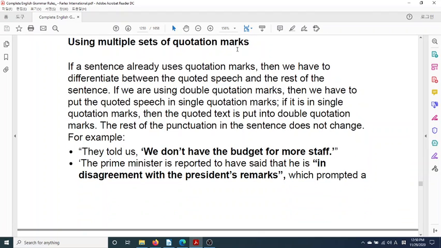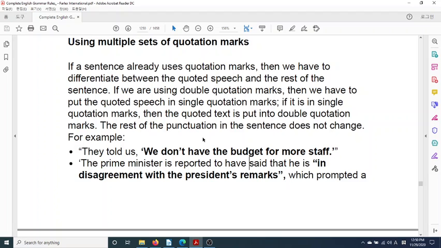Using multiple sets of quotation marks. So this is kind of what I was showing you before. If a sentence already uses quotation marks, then we have to differentiate between the quoted speech and the rest of the sentence. So, we get double quotation marks because the whole thing is quoted. They told us, then here starts a new quote, so we get the little single one: we don't have the budget for more staff. And since both the original quote and the new quote end at the same time, we have three.